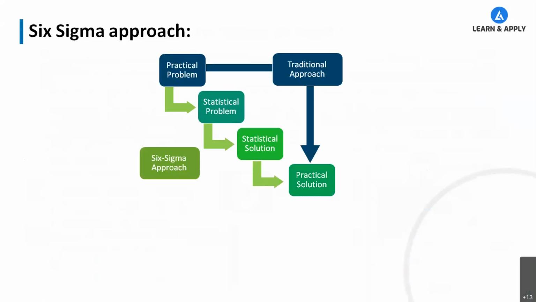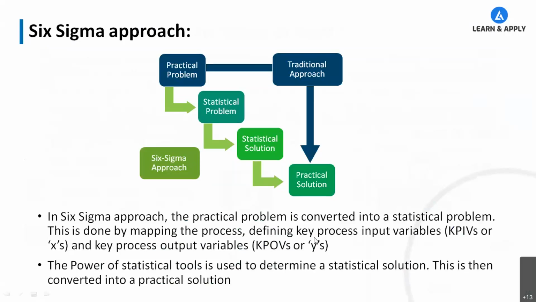And how do we do that? In the Six Sigma approach, the practical problem is converted into a statistical problem, and this is done by mapping the process and defining key process input variables, also called KPIVs or Xs, and key process output variables, or KPOVs or Ys. So these are the outputs and these are the inputs, and with the help of that we are mapping all the processes. The power of statistical tools is used to determine a statistical solution, and this is then converted to the practical solution. So this is the way we operate in Six Sigma.